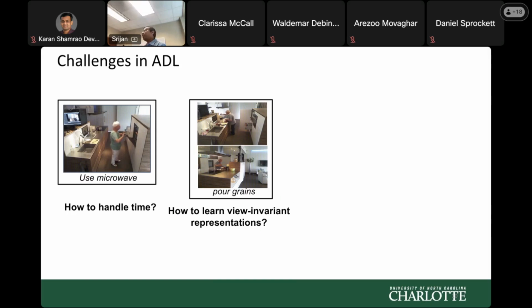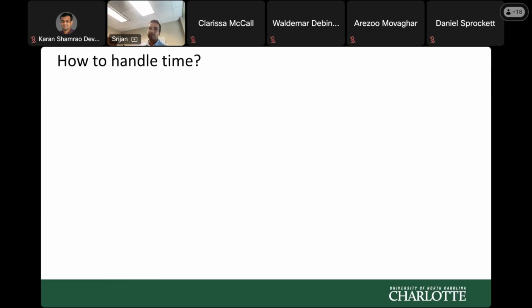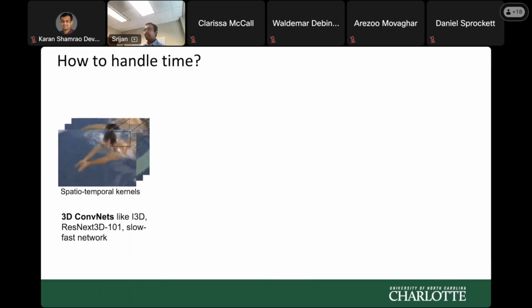And finally, a lot of activities in your daily life contain actions where you have very subtle motion, and it's very difficult for these models to pick up these subtleties in the videos. That's why we need to build models which can learn or recognize fine-grained motion or information in the videos. So these are the challenges that we need to address, and that's why people came up with different models. First question is how to handle time.